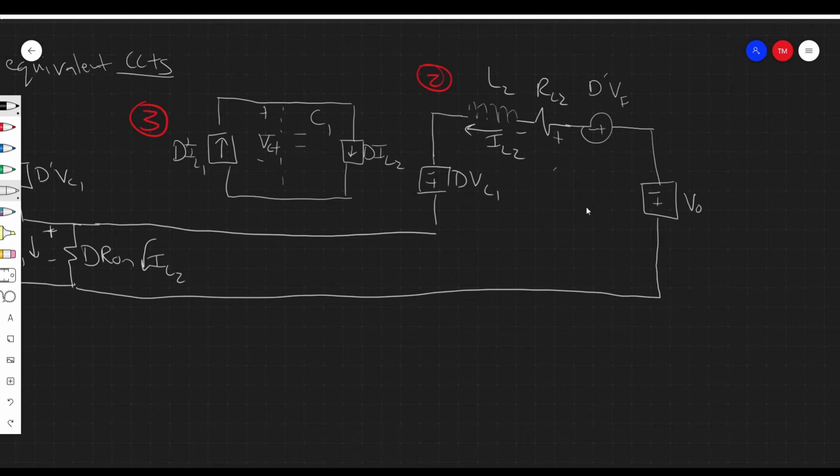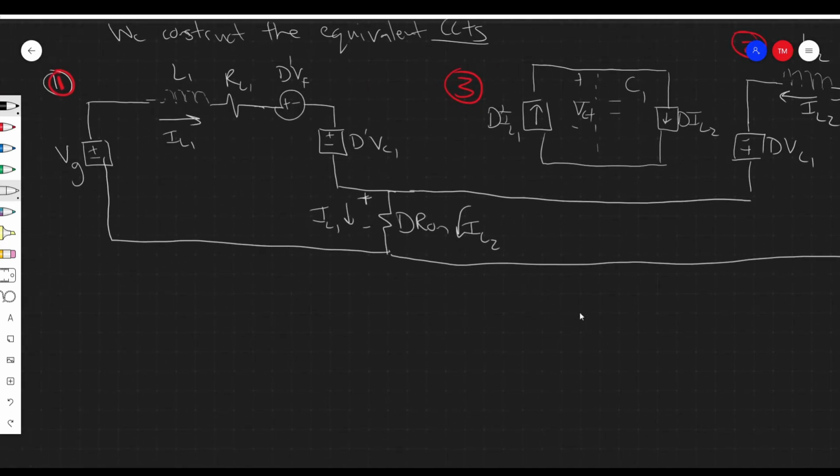So the output is pretty simple. The output is just saying that IL2 is equal to V out over our load. Our load is included in this equation. So we can couple it to the output in this way. We have IL2. IL2 flows in this loop. It also flows in this loop. Is equal to V out over our load. And I'll just define V out in this direction. Again, we could flip it around, but this is really just going to be a transformer. The direction is really up to you.